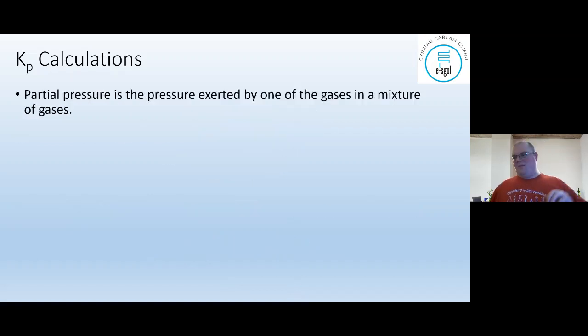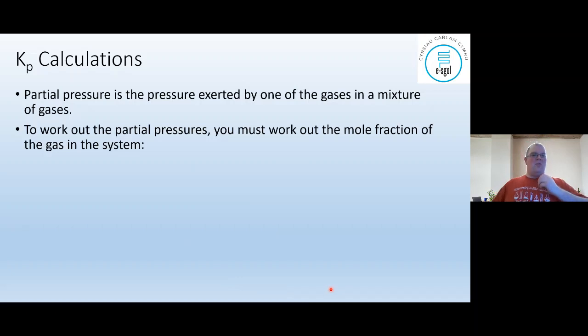Now, some of you may be thinking, well, what is a partial pressure? Because I brought this up in an earlier part of this. Partial pressure is the pressure exerted by one of the gases in a mixture of gases. Okay, so in our example, the partial pressure of methane is the pressure that's just exerted by the methane. Now, to work these out, you need to find the mole fraction of the gas in the system.